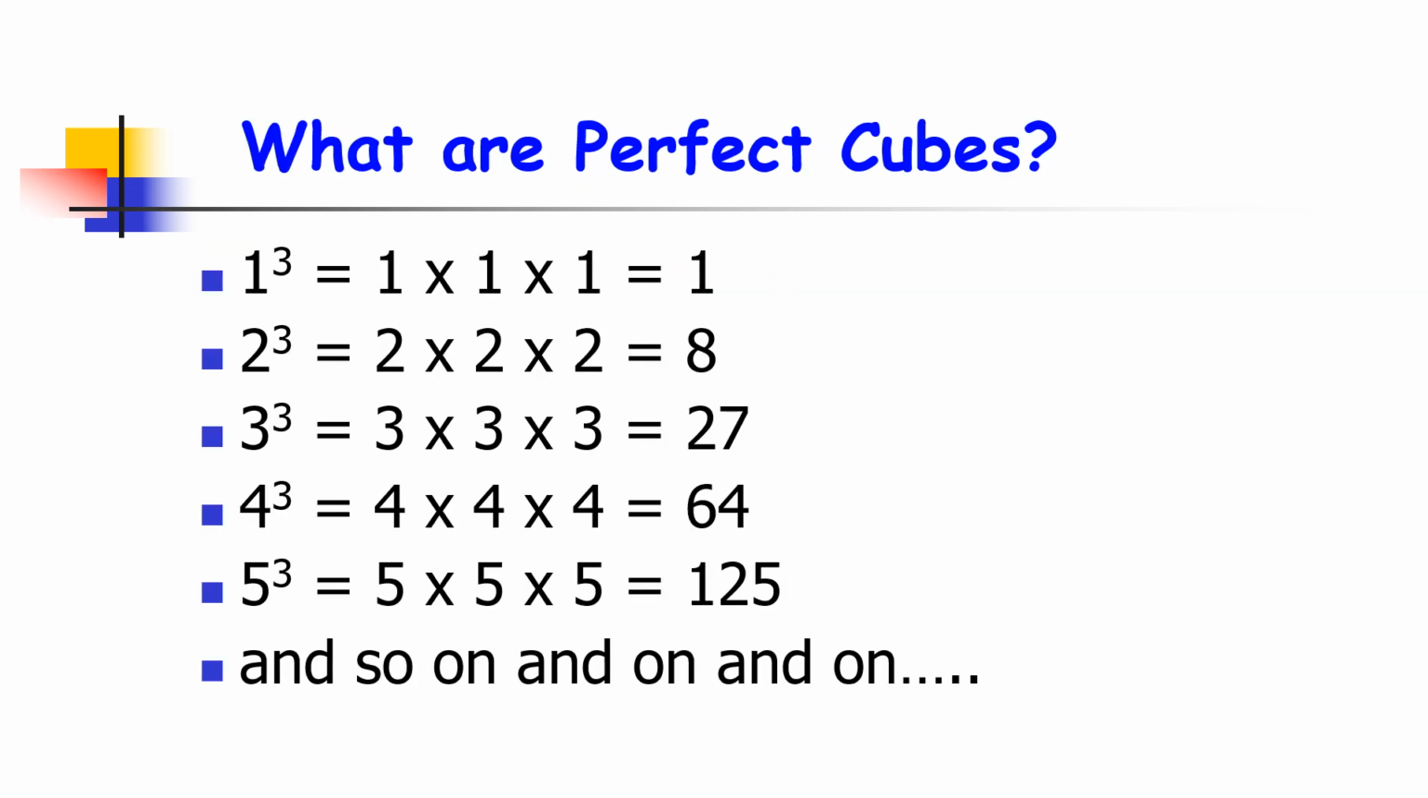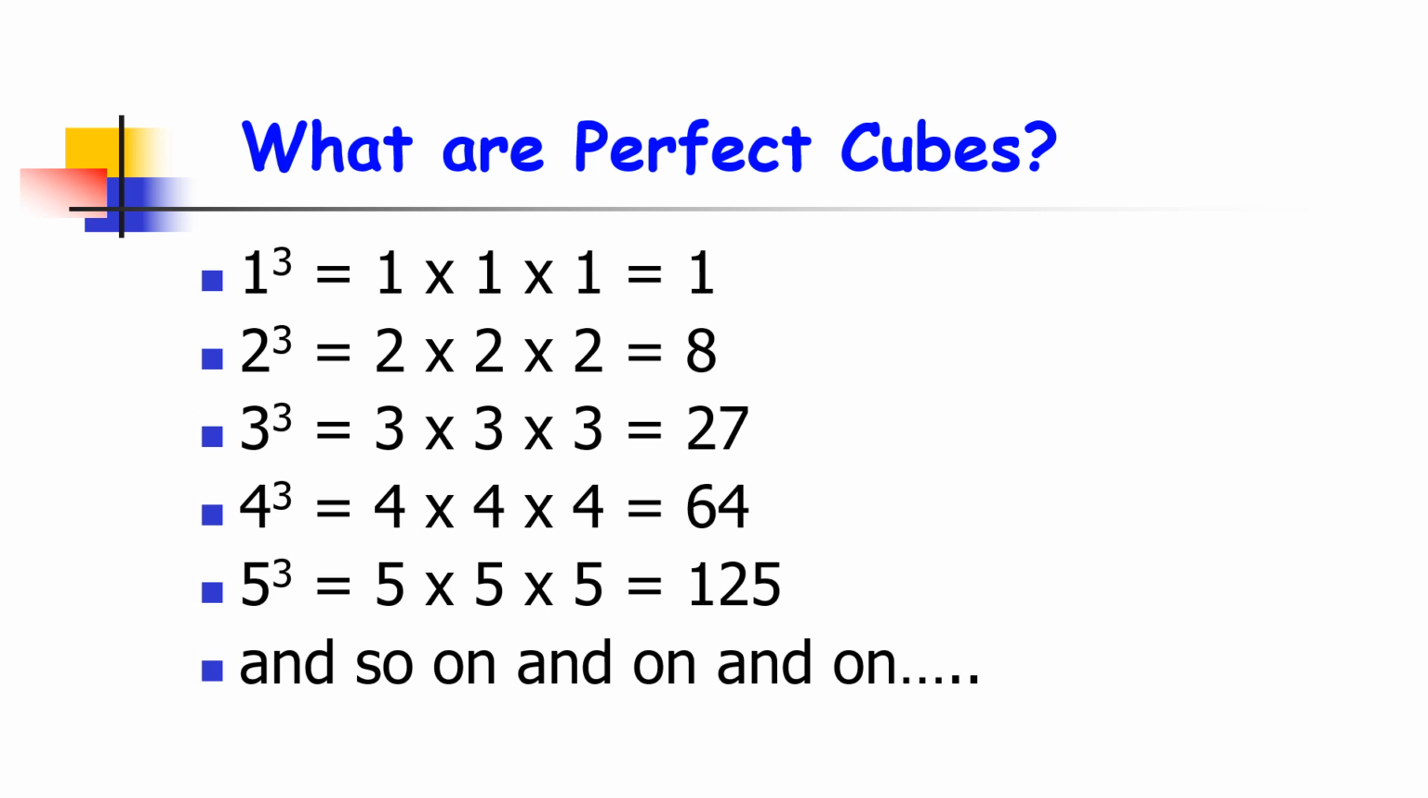So here are some examples of perfect cubes. 1 to the third, which means 1 times 1 times 1, is equal to 1. So therefore 1 is a perfect cube. 2 to the third equals 2 times 2 times 2, which is equal to 8. So therefore 8 is a perfect cube. 3 to the third equals 3 times 3 times 3, which is equal to 27. So therefore 27 is a perfect cube.